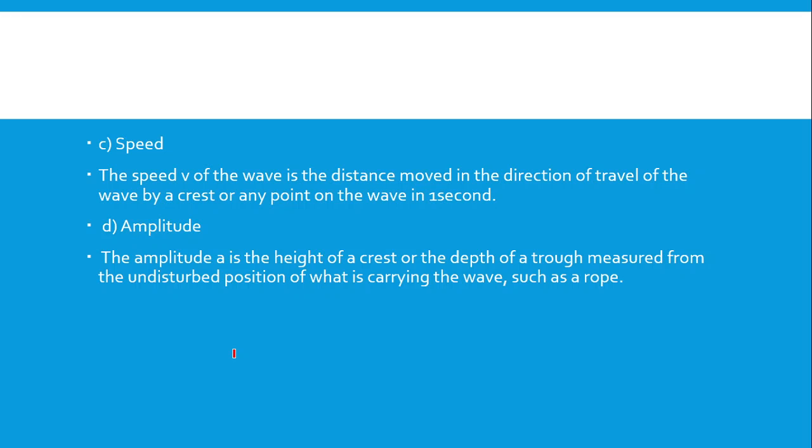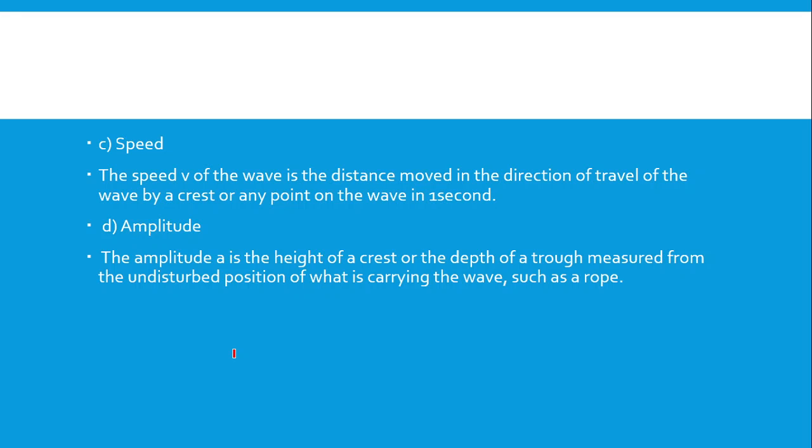Now we've talked about wavelength and frequency in detail. Now we're going to talk about the speed. The speed v of the wave is the distance moved in the direction of travel of the wave by the crest or any point of the wave in 1 second. We usually talk about the crest because it is easier and more convenient to just mark one point and use it every time, but it is valid for any point.